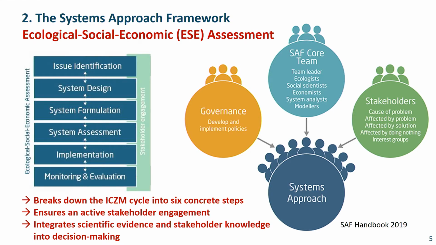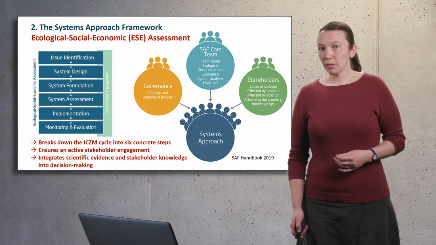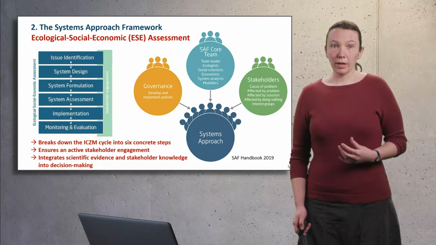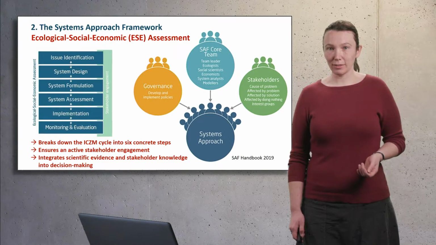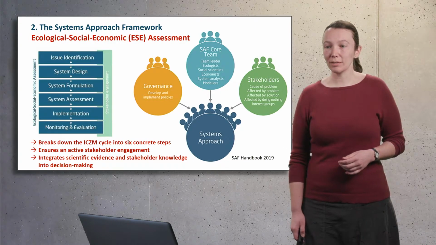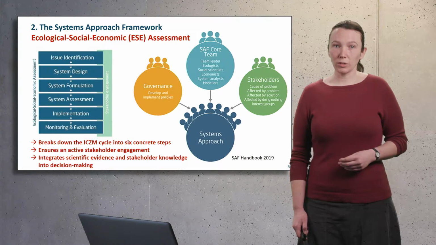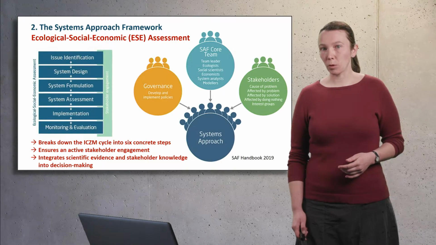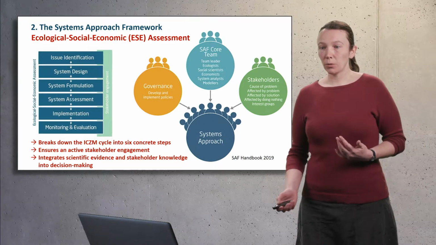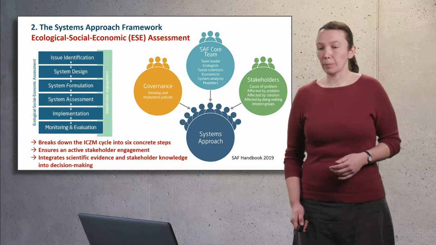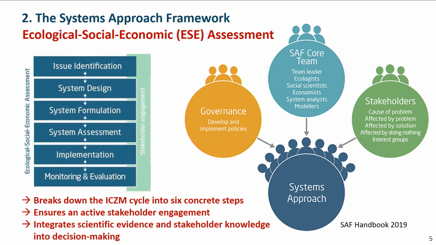And as you can imagine, the SAF cannot be applied by a single person, but it is actually teamwork. So the groups that are involved in a SAF application are, on the one hand, the SAF core team, which consists of a team leader and a group of interdisciplinary scientists, so from different disciplines. The governance group, which is often authorities or agencies that are responsible for policy implementation, and the stakeholder group. So these are the people that are affected by a problem or by a solution, and also those that caused the problem. So with this group, the SAF integrates scientific evidence and also local knowledge of stakeholders into decision making.